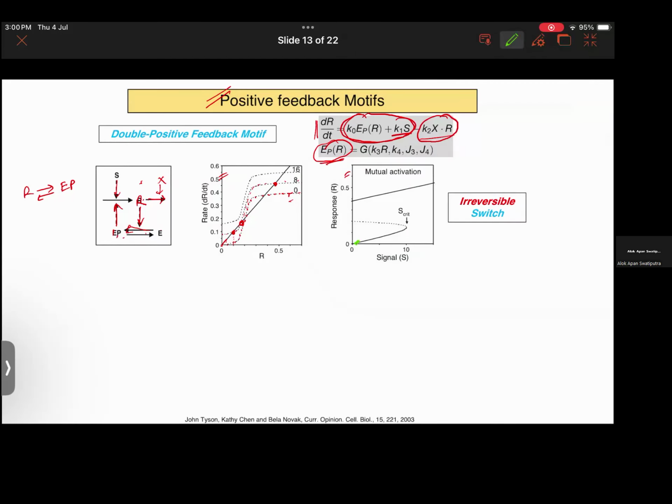suppose you have started your system somewhere here. You slowly increase the signal strength you are putting in. After this point, your system will jump here. Now, if you decrease your signal, the system never comes back.